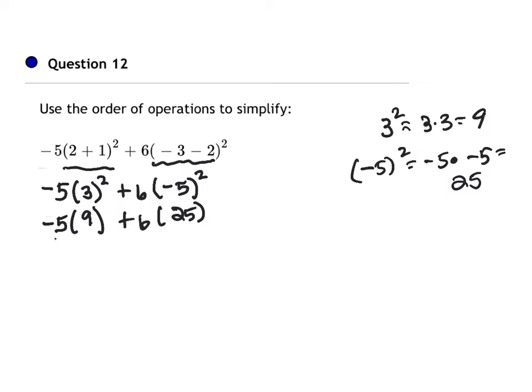So now we have multiplication, and here's multiplication. So -5 times 9 is -45. +6 times 25, that's going to be a positive. And 6 times 25 will be, well, 6 times 5 is 30, 12, 34, 15, 150. Now we have just adding and subtracting left, because the parentheses gave us the multiplication. Once we multiplied, it came out of the parentheses, so now it's adding, subtracting.